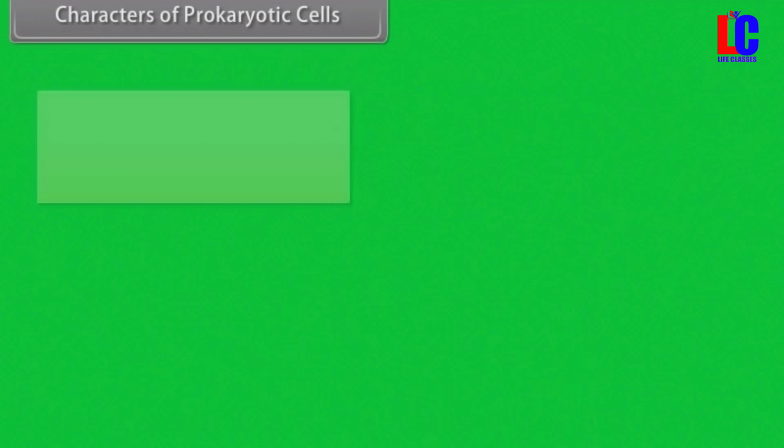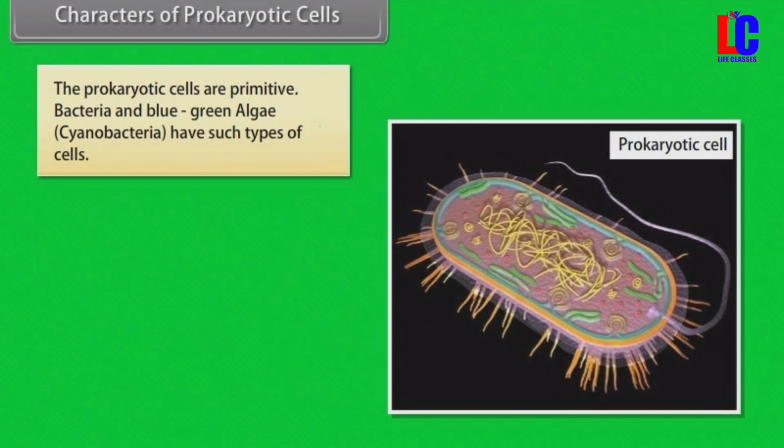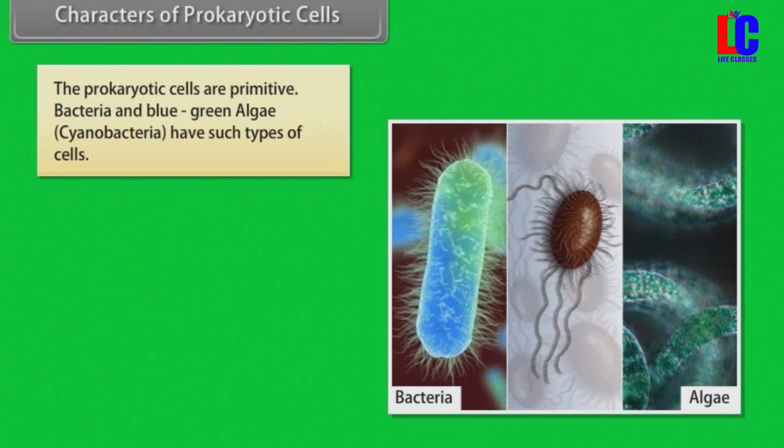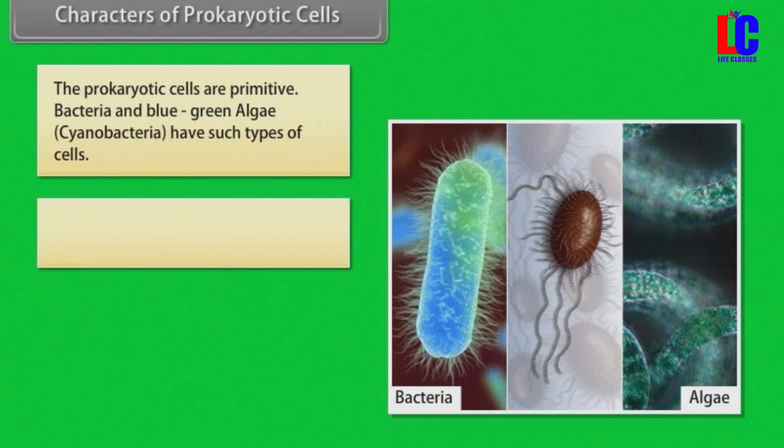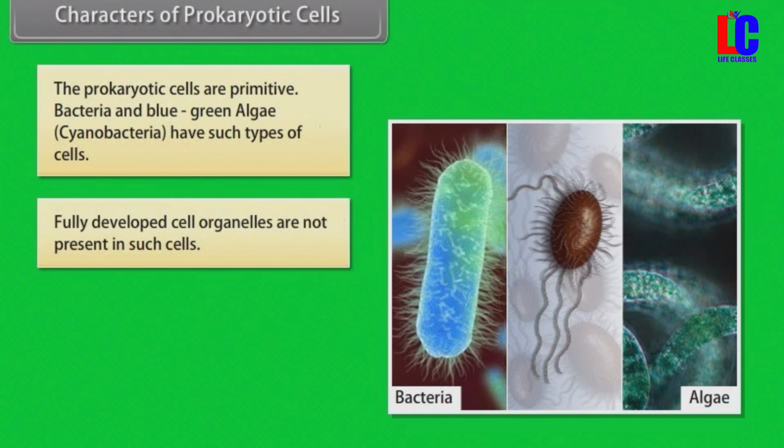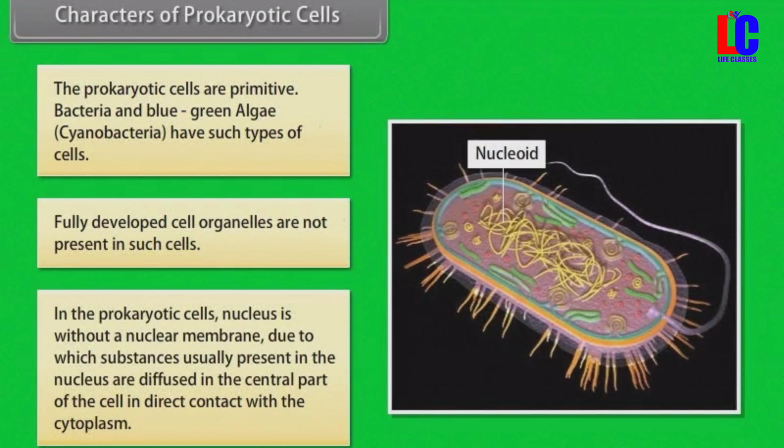Characters of prokaryotic cells. The prokaryotic cells are primitive. Bacteria and blue-green algae, that is, cyanobacteria, have such types of cells. They are not fully developed. Cell organelles are not present in such cells. In the prokaryotic cells, nucleus is without a nuclear membrane, due to which substances usually present in the nucleus are diffused in the central part of the cell in direct contact with the cytoplasm.